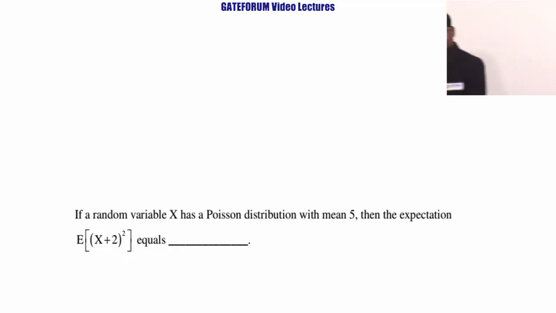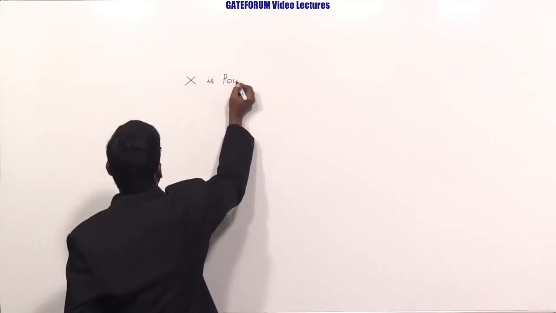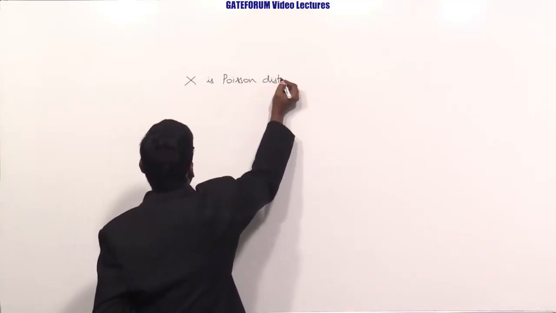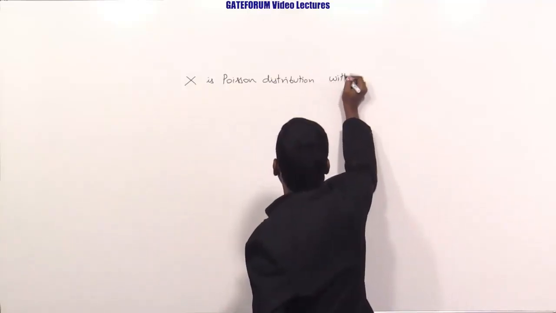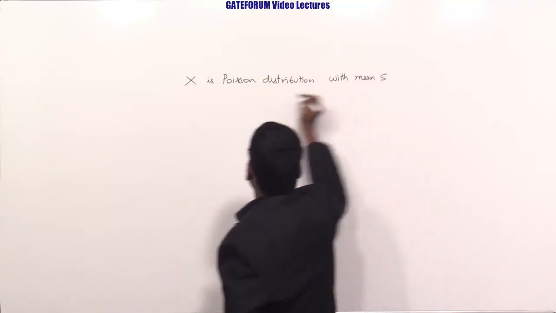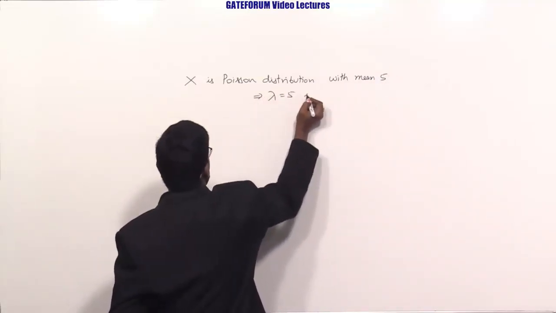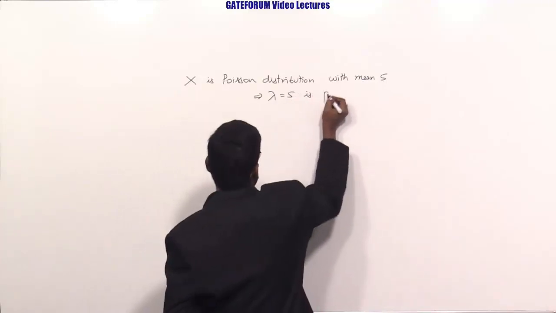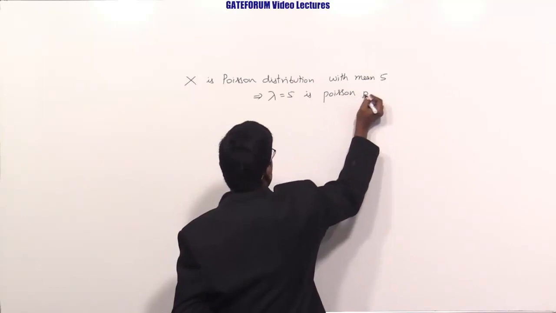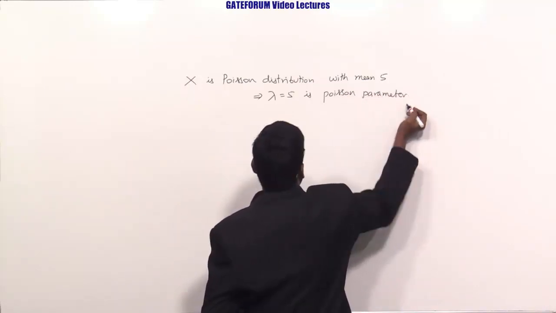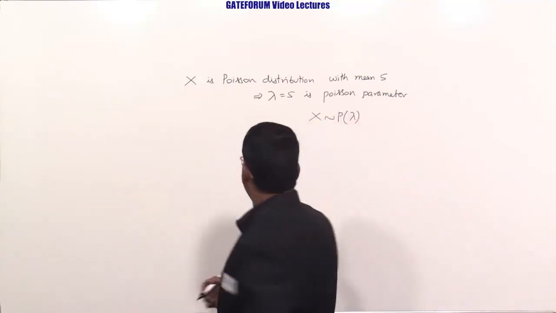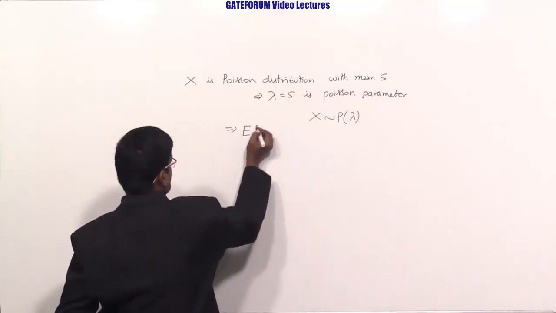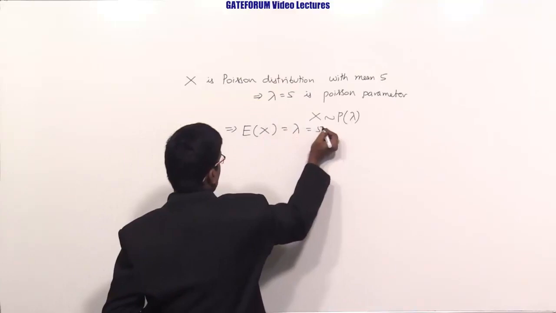The solution is, so given x is a Poisson distribution with mean 5, that implies lambda is equal to 5, the Poisson parameter. That means x follows Poisson with parameter lambda, which implies expectation of x is nothing but lambda, equal to 5. This is the mean.